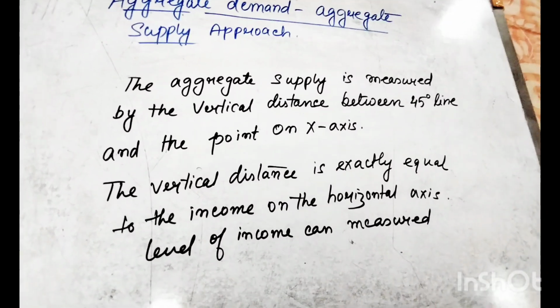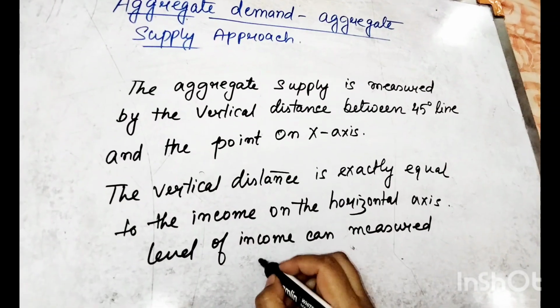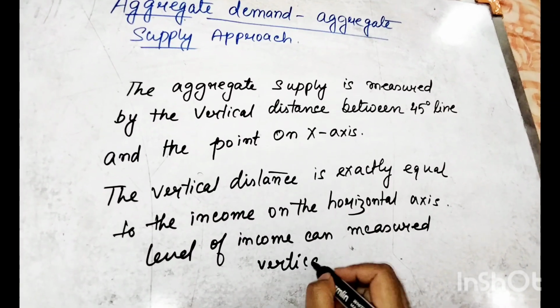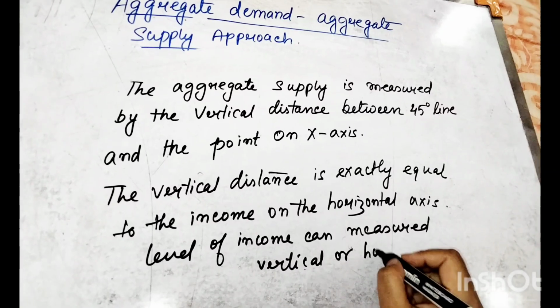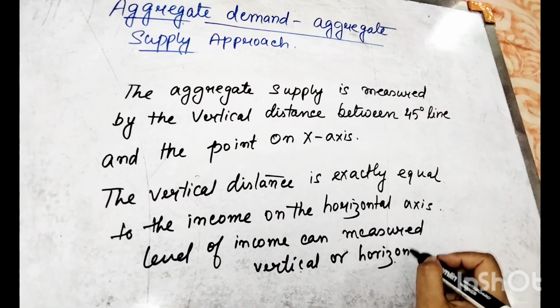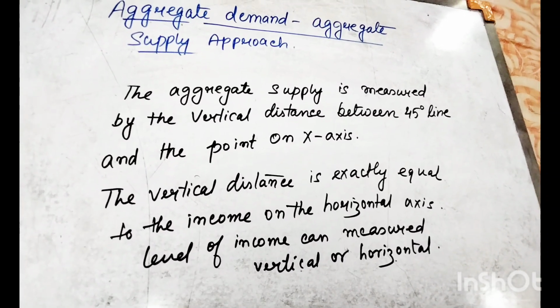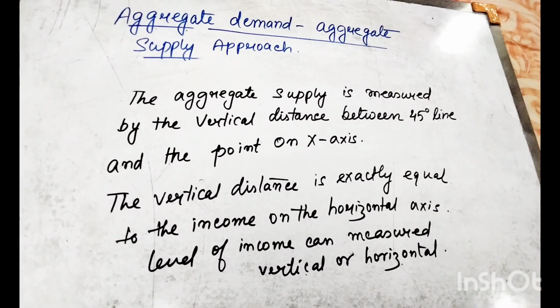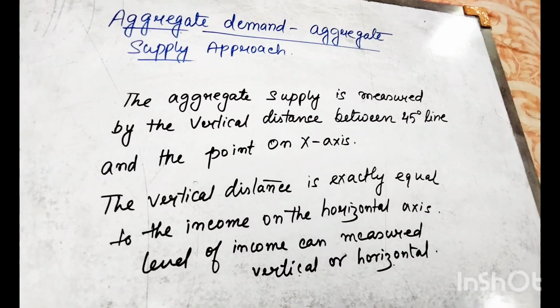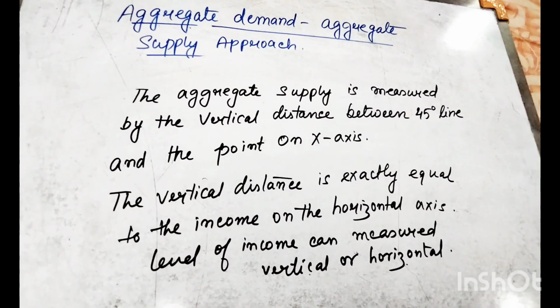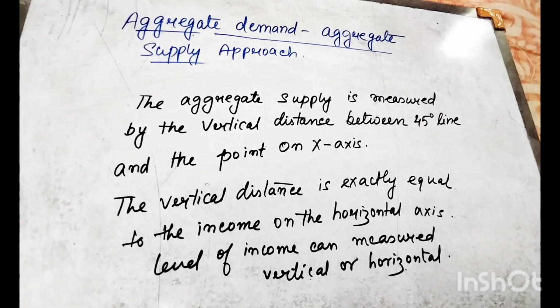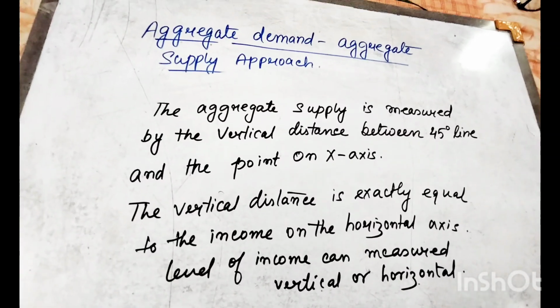That means either on the vertical axis or the horizontal axis, in both ways you can measure the level of income. Okay, now let us show this with the help of the diagram.